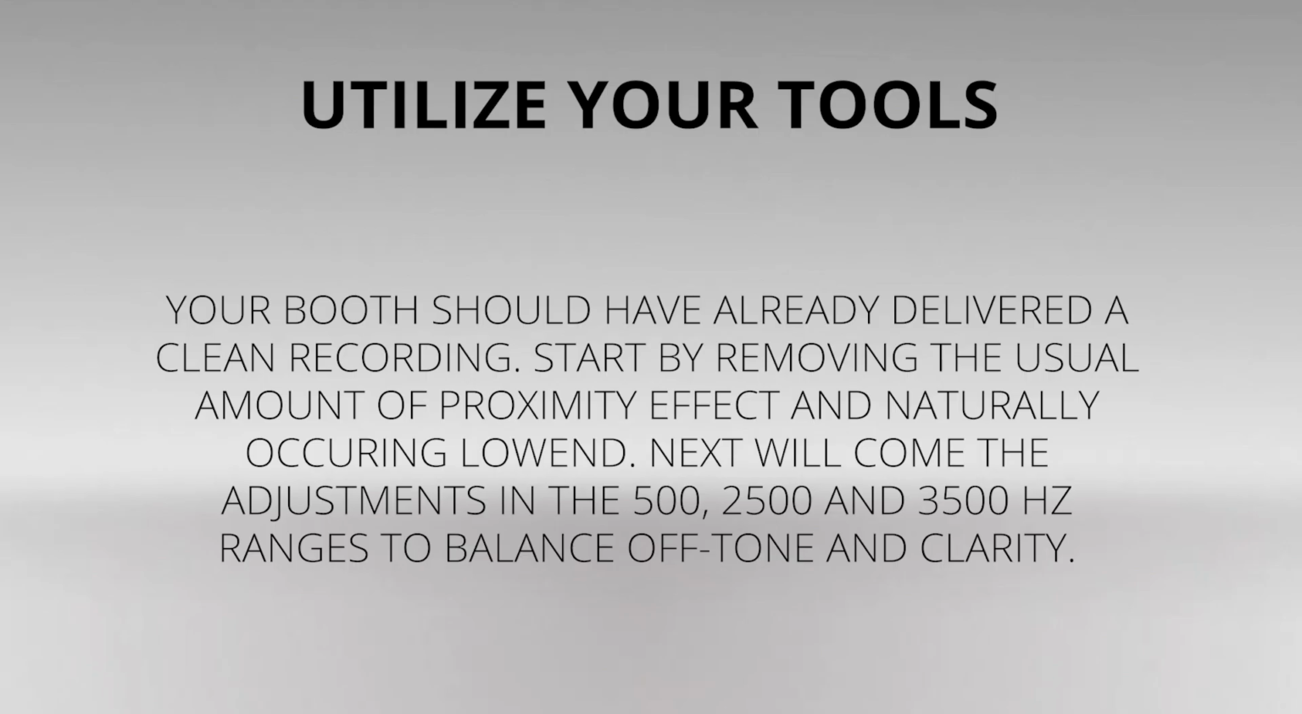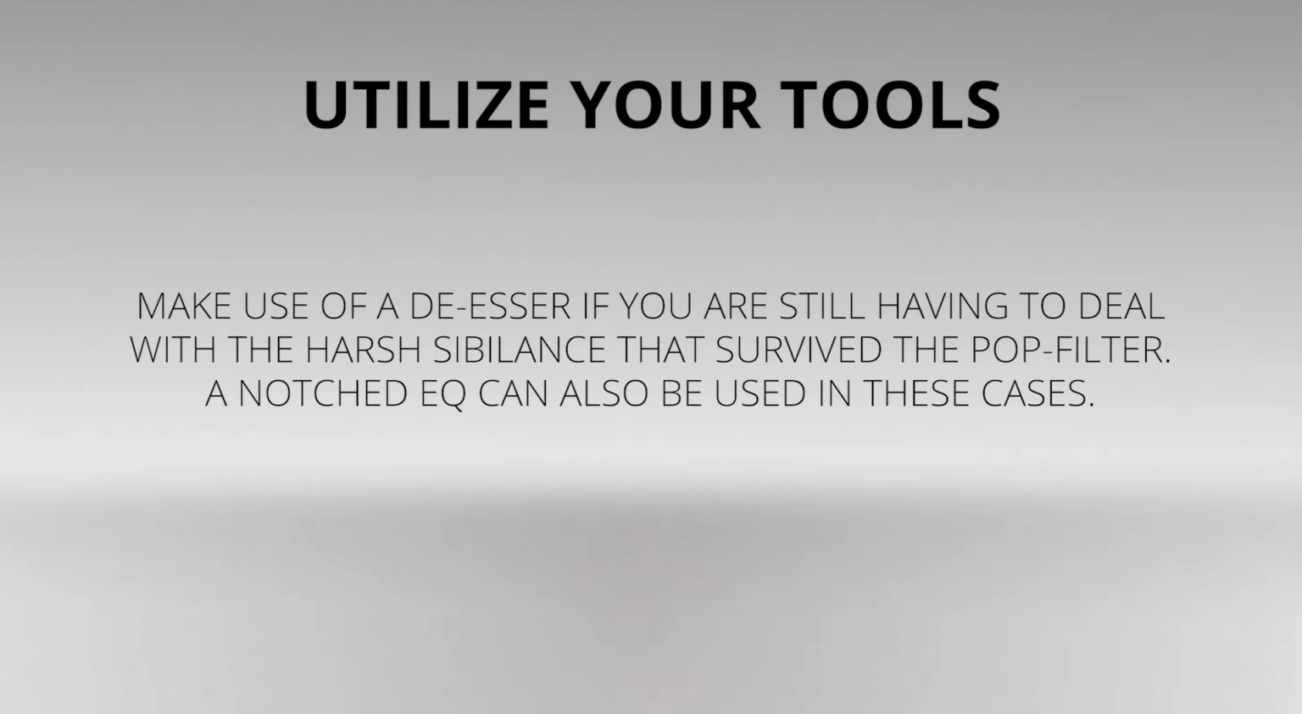Your booth should have already delivered a clean recording. Start by removing the usual amount of proximity effect and naturally occurring low end. Next will come the adjustments in the 500, 2500, and 3500 Hz ranges to balance off tone and clarity. The higher registers will address the presence of sibilants and room sound. Make use of a de-esser if you are still having to deal with harsh sibilants that survive the pop filter. A notched EQ can also be used in these cases.